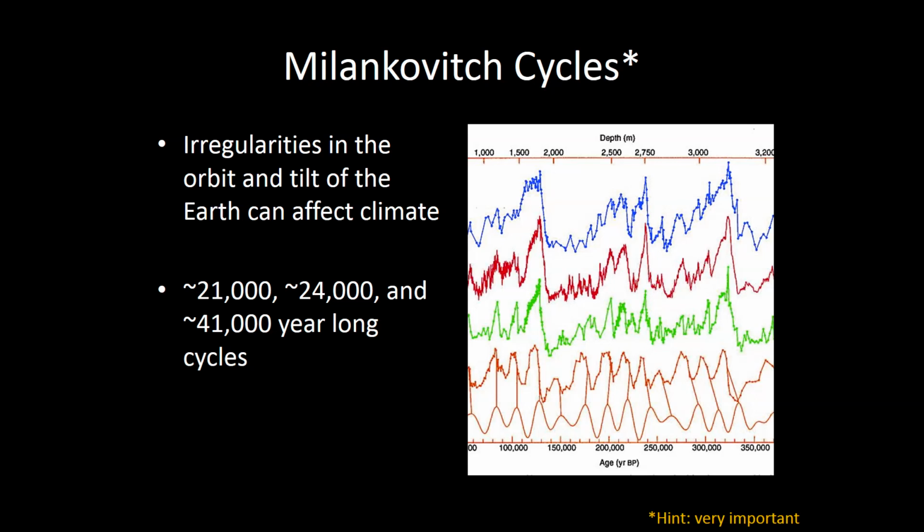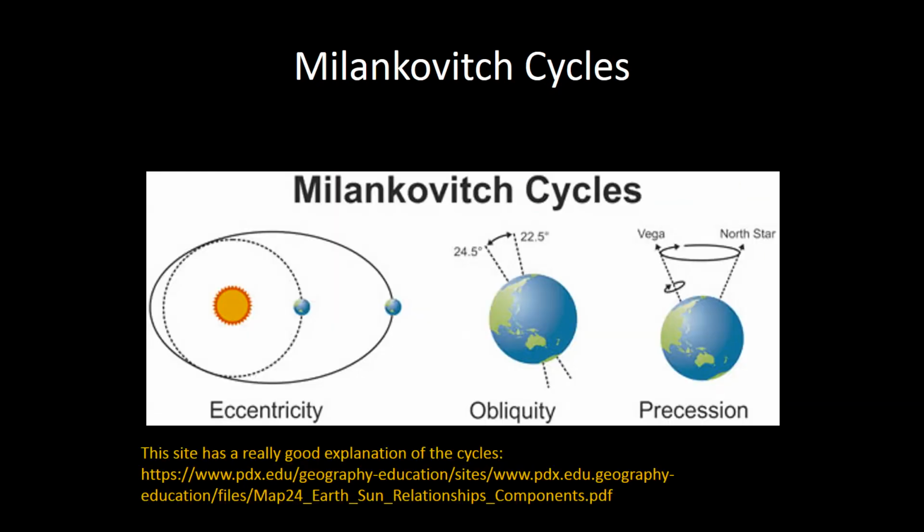You do not need to know the times of the cycles, but there's about a 21,000, 24,000, and about a 41,000 year cycle, all right? So there are 3 cycles: eccentricity, we have obliquity, and we have precession. Okay? Obliquity is also called axial tilt.